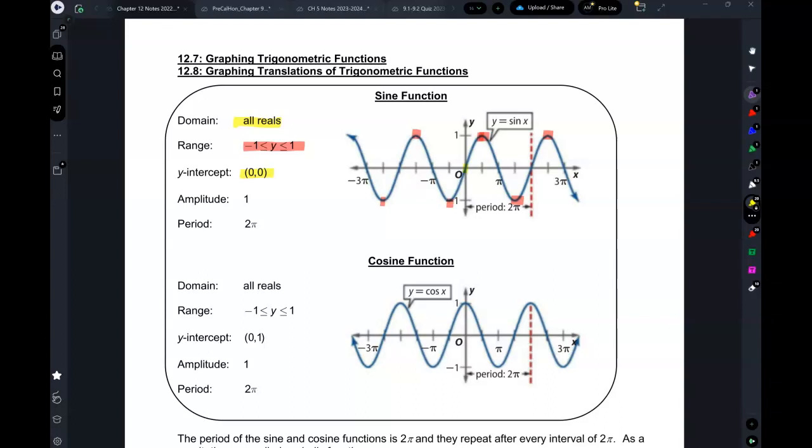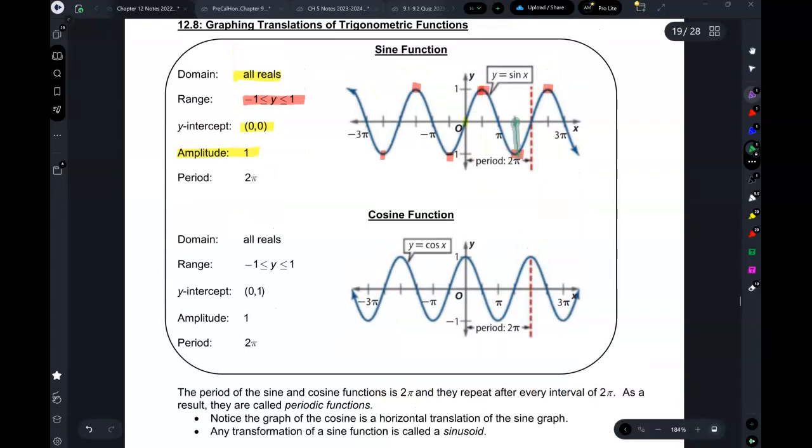Now, let's talk about this term, amplitude. Amplitude is the distance from the axis to the maximum or the axis to a minimum. And the amplitude is always going to be 1. Now, we're just talking about the parent function. Okay, so the amplitude is going to be 1.